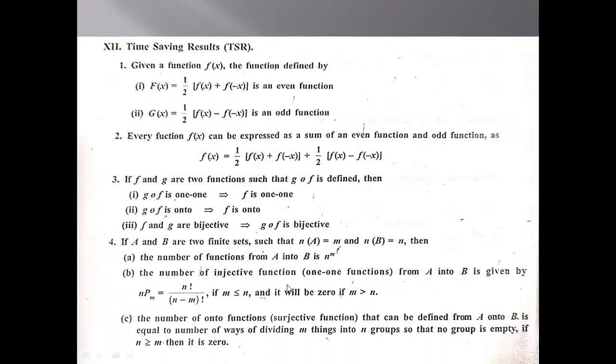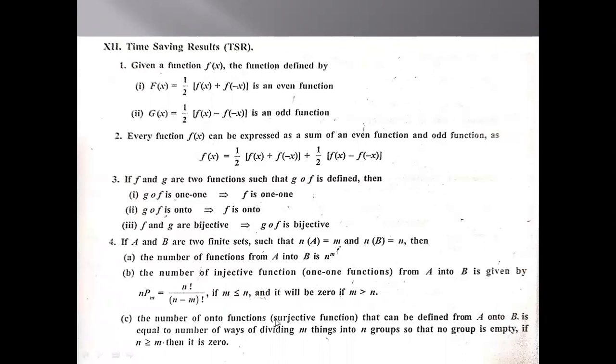Second point, the number of injective functions, which is nothing but 1-1 functions, from A to B is given by nPm, that is n factorial by (n minus m) factorial. This is possible only if m is less than or equal to n, and it will be 0 if m is greater than n. For m less than or equal to n only, we can take the result as nPm. Suppose m is greater than n, in that case we'll get 0. The result will be 0.